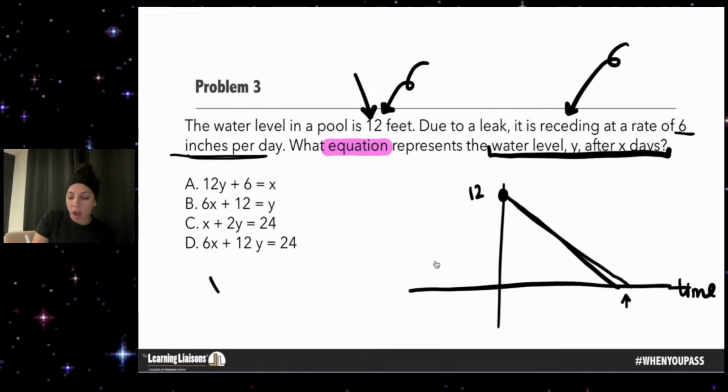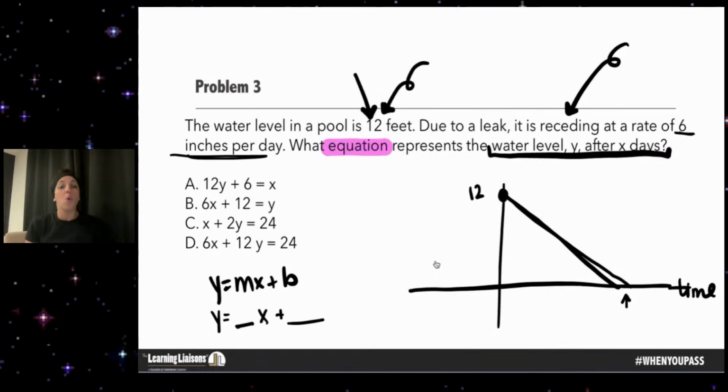So the water level is starting at 12 and then decreasing. I know that Y equals mx plus b is going to be the easiest way to start. So Y equals slope times X plus my Y-intercept. What amount of water am I starting with? I'm starting with 12 feet of water. When I look at my answer choices, I see a 12 in almost every one of my options. And so I'm going to keep the 12. I'm not going to transfer the 12 into inches, but I am going to turn this into feet.